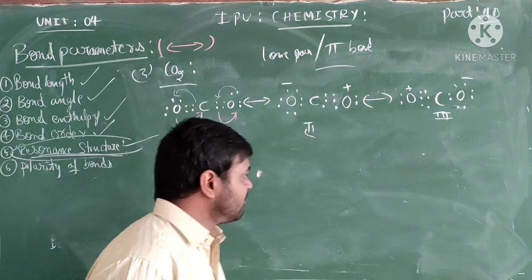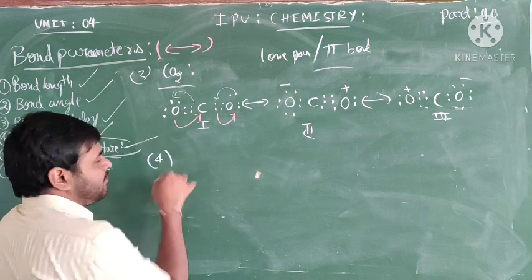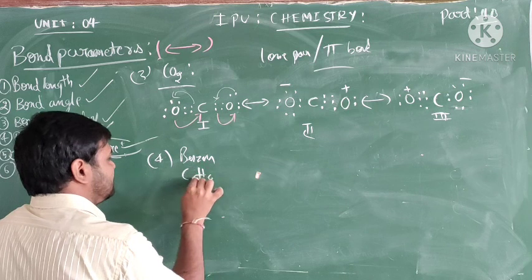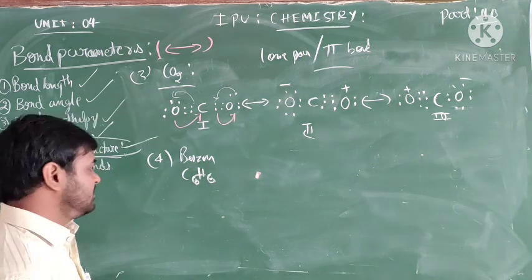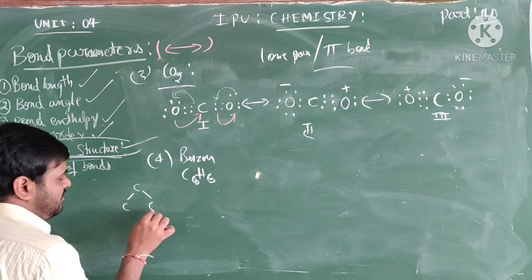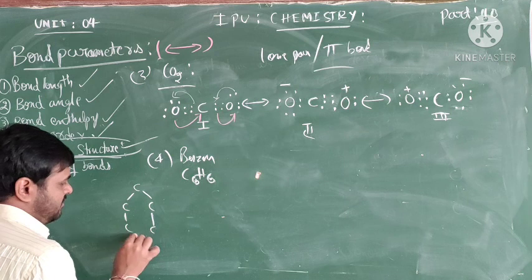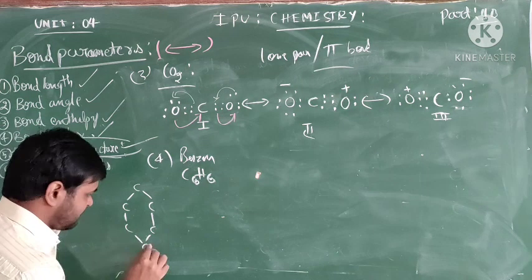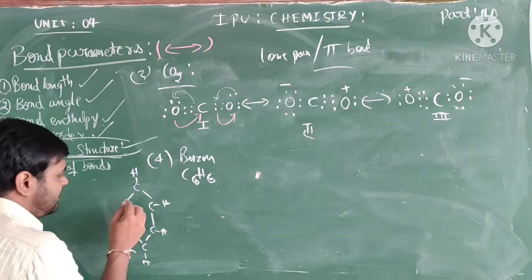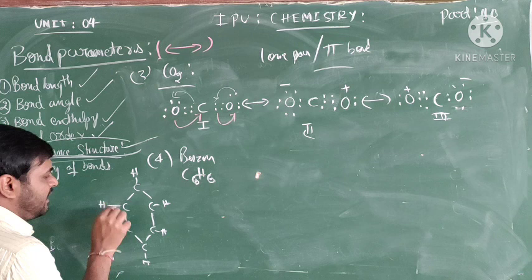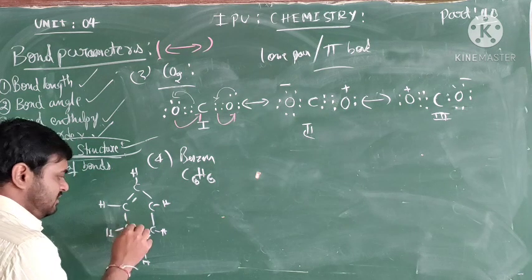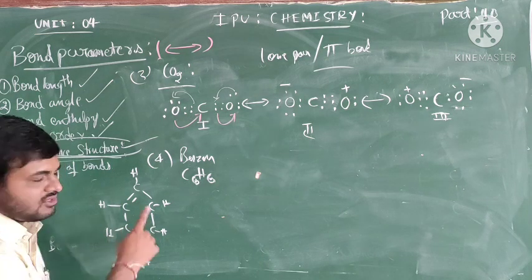Okay, so take one more example. So benzene, C6H6. Okay, so the structure is carbon, the skeletal structure. Every carbon atom contains one hydrogen atom. Okay. And alternating double bonds. This is the structure of benzene.